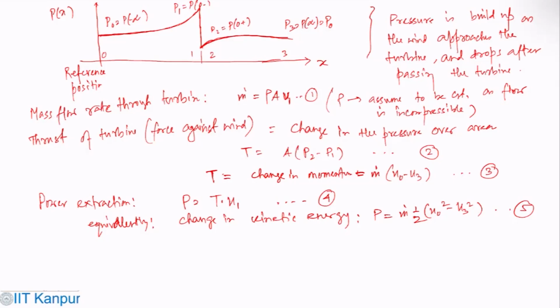So let's say given u1 equals u2, p3 equals p0, and u0, p0. What we need to find out are u1, u2, p1, p2. So these we need to find out.